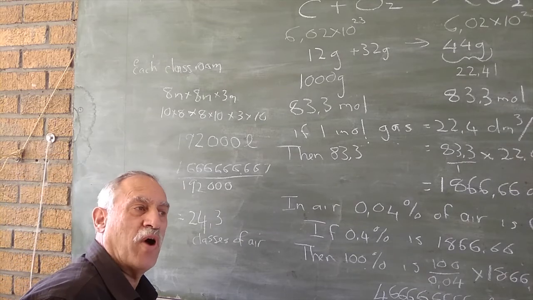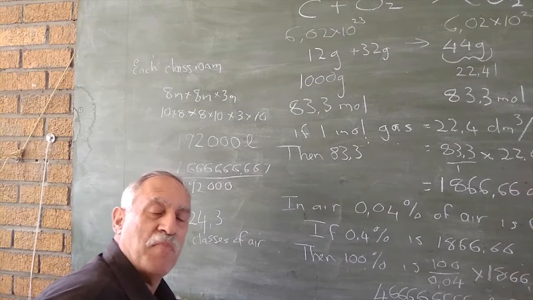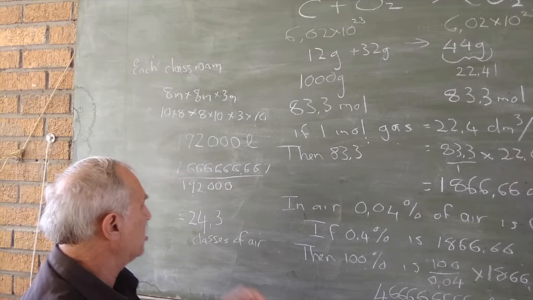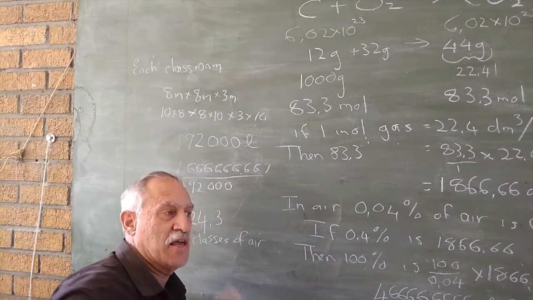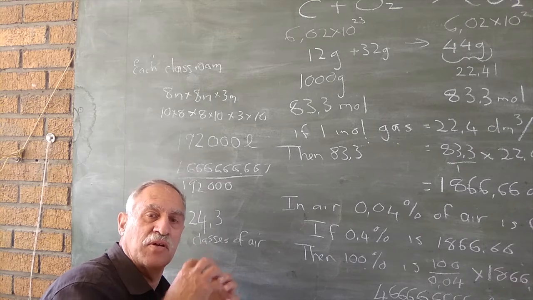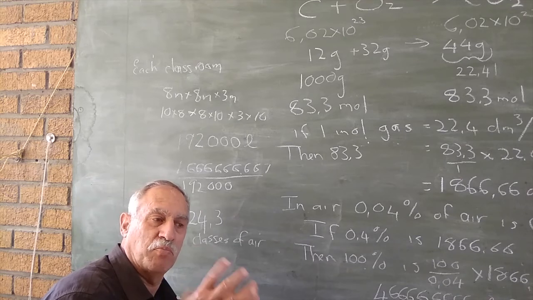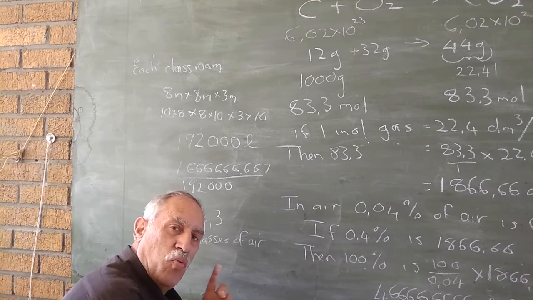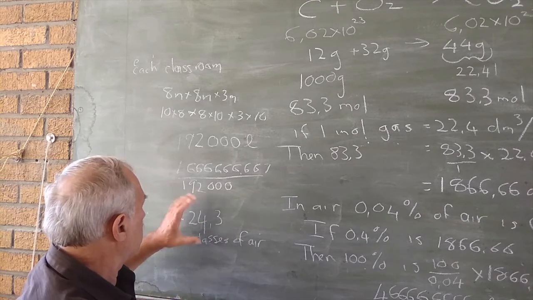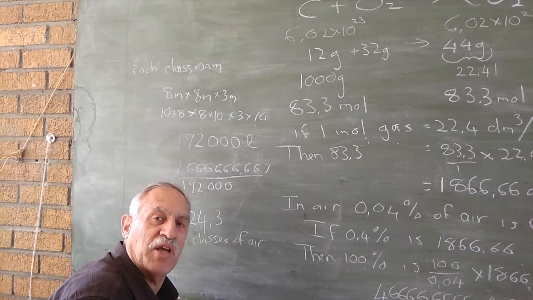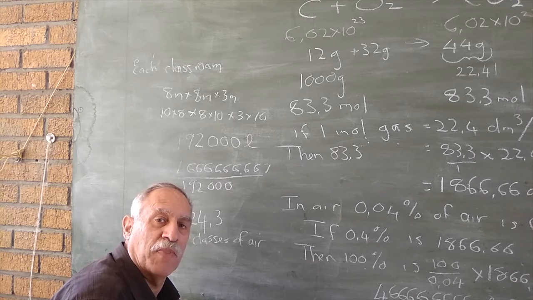So our one braai, that amount of charcoal, has been formed by plants taking 24 classrooms of air, sucking the CO2 out of that air and turning it into carbon, which we then burn and form into charcoal. So in 1 kilogram of charcoal, the plant had to purify 24 classrooms full of air, 24 standard sized classrooms full of air. Now, isn't that interesting? And we've solved that all by stoichiometry.